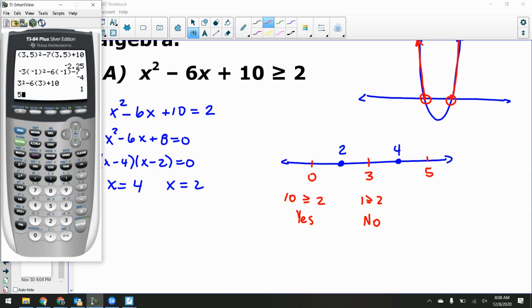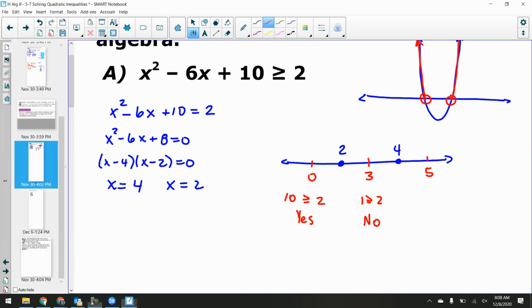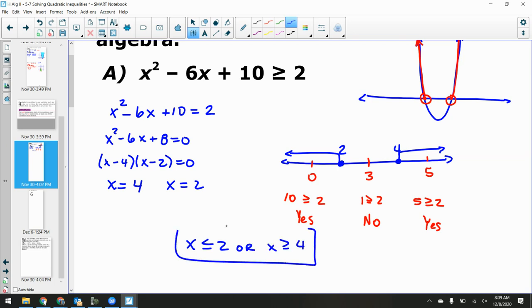Let's run 5. 5 squared minus 6 times 5 plus 10. I get 5. 5 is greater than or equal to 2, which is a yes. That is a true statement. So what is that telling me? That's telling me that the solutions lie here and there. What type of inequality did I just draw? Which ones point out? Ands or ors? Ors point out. So we say x is less than or equal to 2, or x is greater than or equal to 4. And that's my answer.